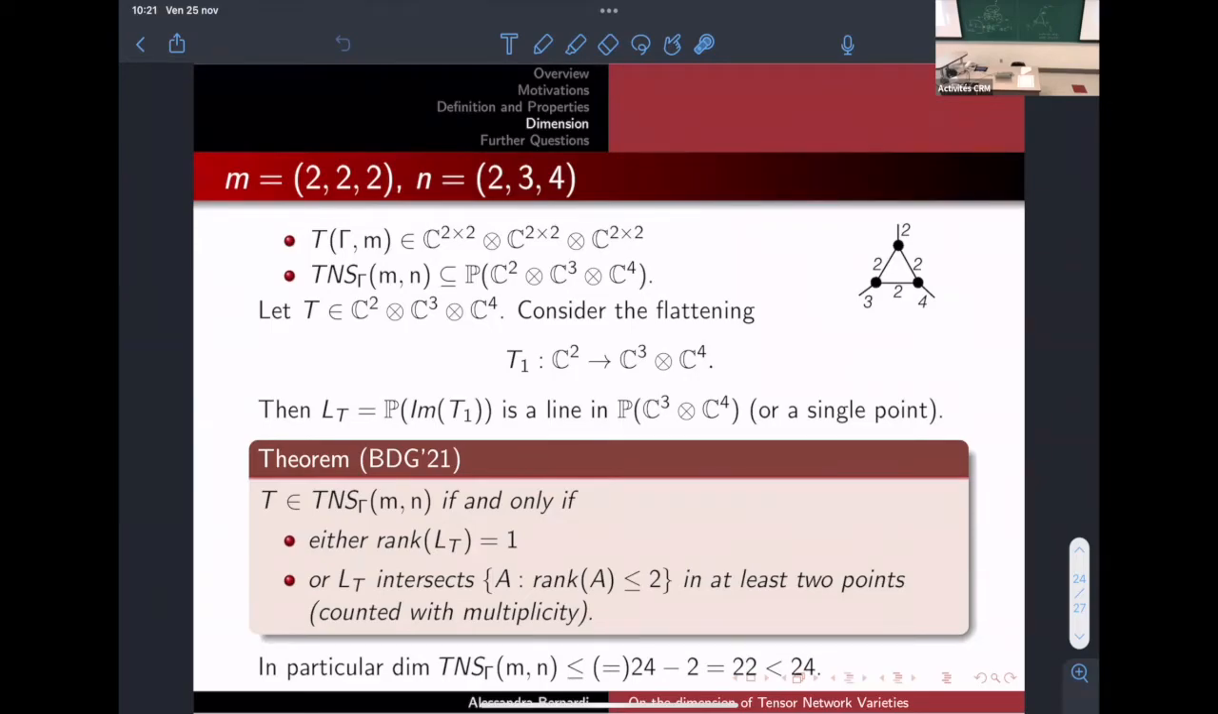Every time you pick a tensor here, either you get a point or you get a line that intersects the matrices of rank at most 2 in 2 points. And these 2 points drop you the dimension by 2. Because you count parameters, and parameters are 24, but then you impose the condition of passing through 1 point, you drop 1 dimension, through another point, you drop another dimension. 2 points count to the multiplicity, okay? And so there's this dimension drop of 2. So this is what there's more in the fiber in that case.